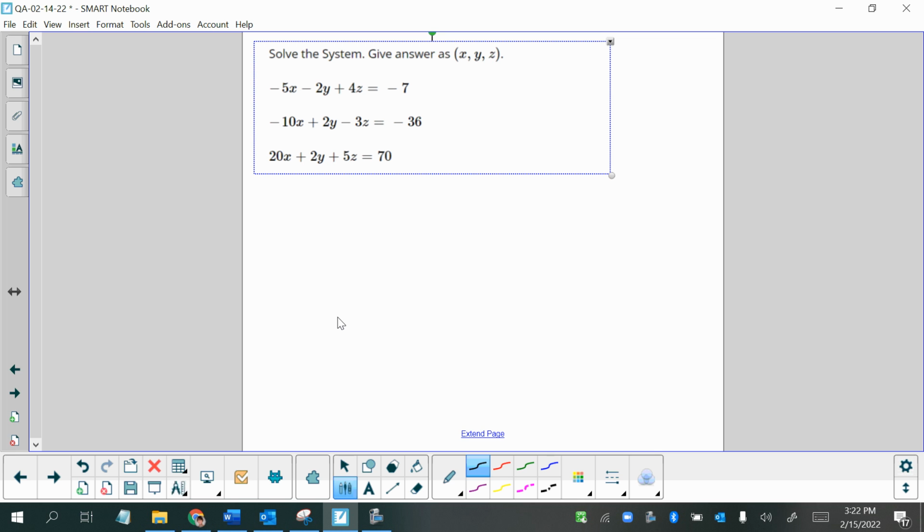Solve the system, give your answer as an ordered triplet. So we have three equations with three variables, and we want to find the values of all three variables where these three planes would intersect. So it's all of the values that would make each one of these equations all true.